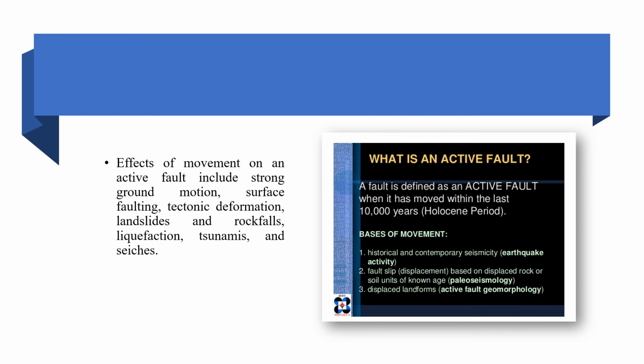What is an active fault? An active fault is defined as one that has moved within the last 10 years, based on movement, historical and contemporary seismicity or earthquake activity, and fault slip or displacement based on displaced rock or soil units of known age, or paleoseismology, and displaced landforms, or active fault geomorphology. The effects of movement on an active fault include strong ground motion, surface faulting, tectonic deformation, landslides and rockfalls, liquefaction, tsunamis, and seiches.